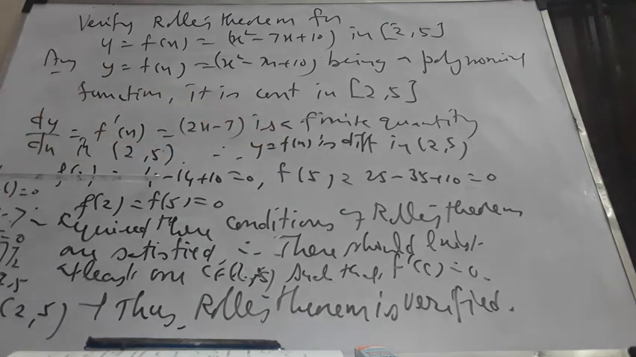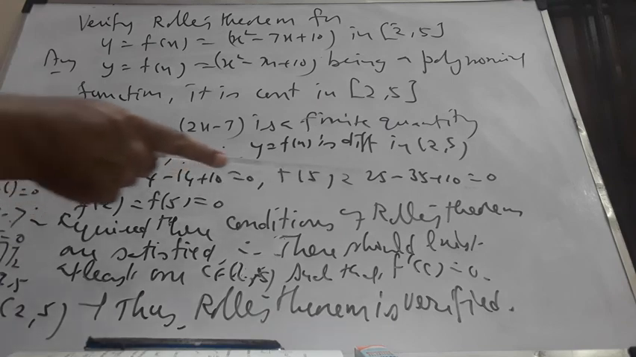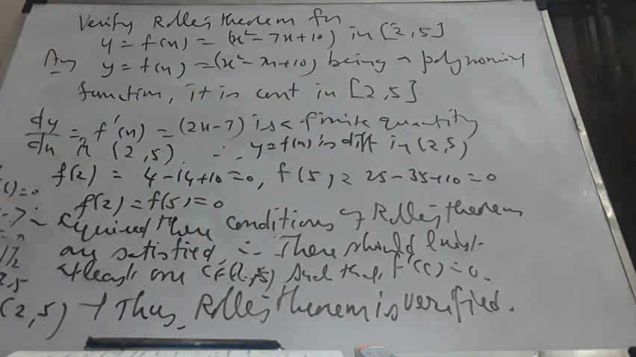F of 2 becomes 4 plus 10, 14 minus 14 is 0. F of 5 is 25 plus 10, 35 minus 35 is 0. F of 2 is equal to f of 5 is equal to 0. Now the required three conditions of Rolle's theorem are satisfied.